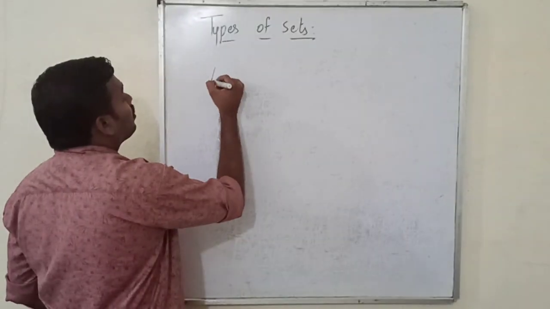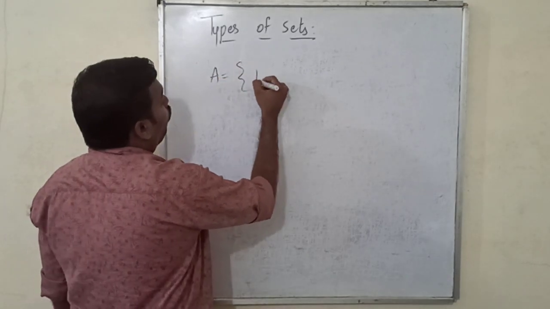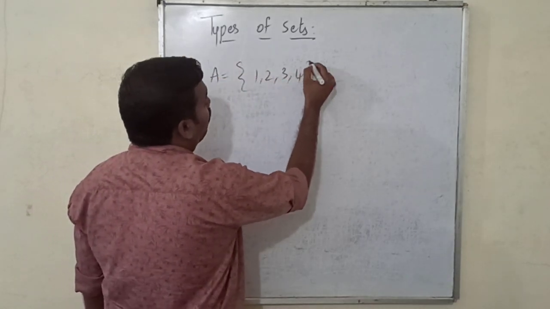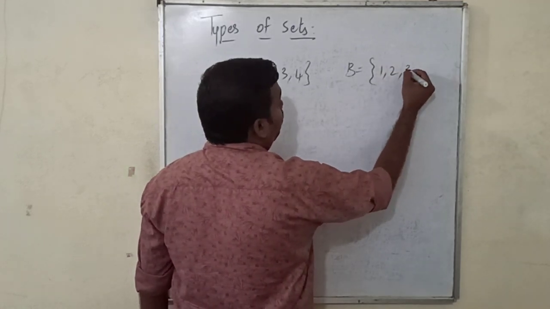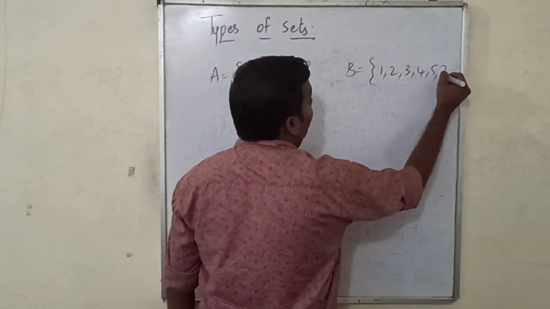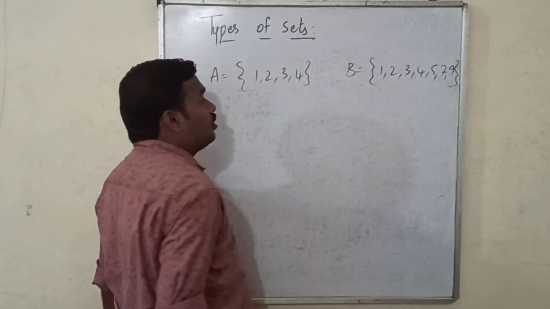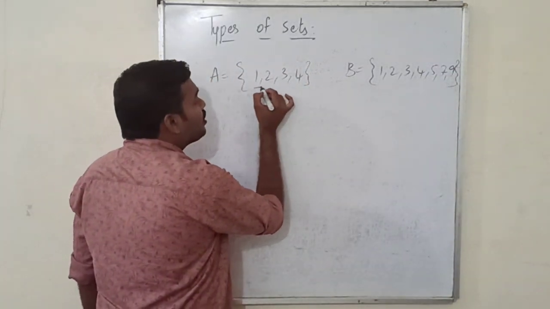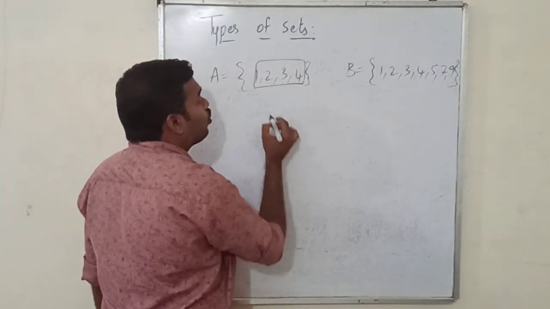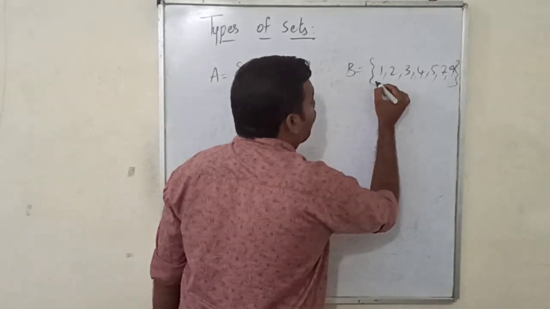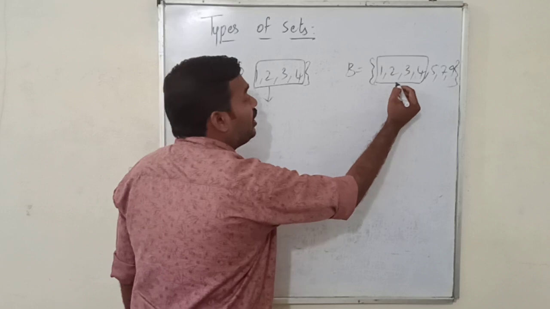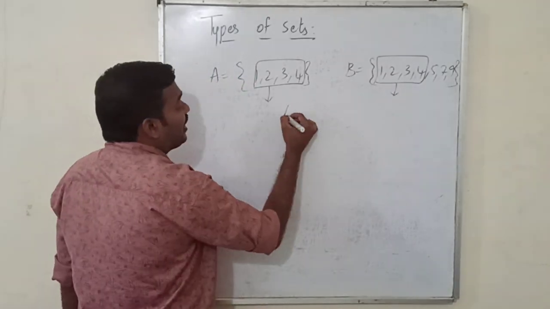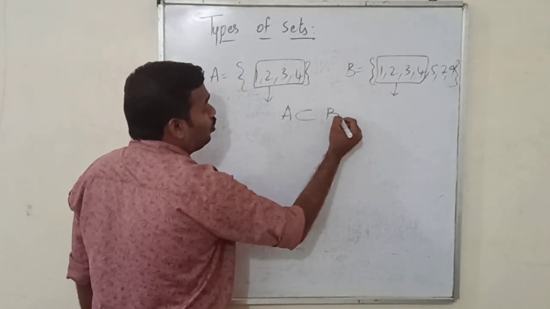If A has 1, 2, 3, 4 and B has 1, 2, 3, 4, 5, 7, 9. Now all the elements of A, all the 4 elements of A, are present in B. So we can say A is a subset of B.